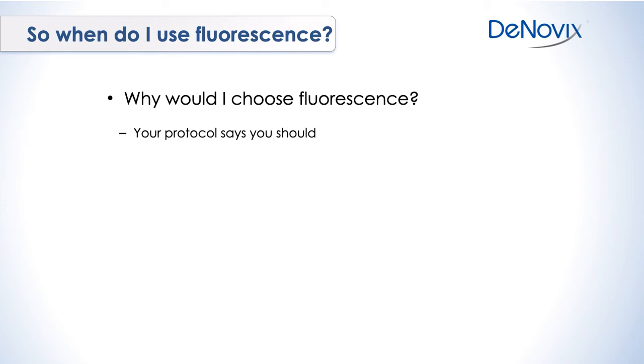One of the answers is when your protocol tells you to. So that sounds a bit glib, but if you're doing something like next-gen sequencing, there are stages in that workflow where it will tell you to use absorbance, and there are stages where it will tell you to use fluorescence. And that's because it needs either a very specific measurement of your analyte, or you need to be able to identify any particular contamination that is in your sample at that time. So if you have sample contamination, for example RNA or degraded DNA in the sample, you might want to use fluorescence to get a specific measurement.